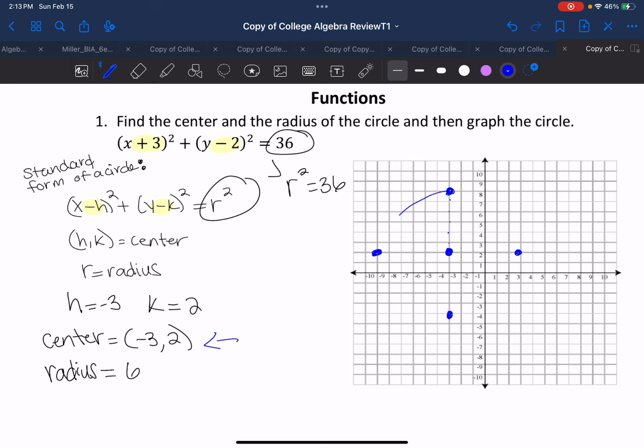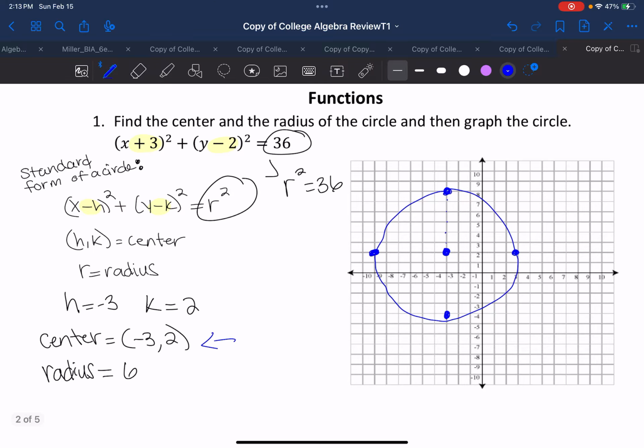So that is how I can find the points on the edge of my circle, because the radius is the distance from the center to all the points there. I don't need those lines, but I was just showing you that. So that's how you would graph that in Pearson.